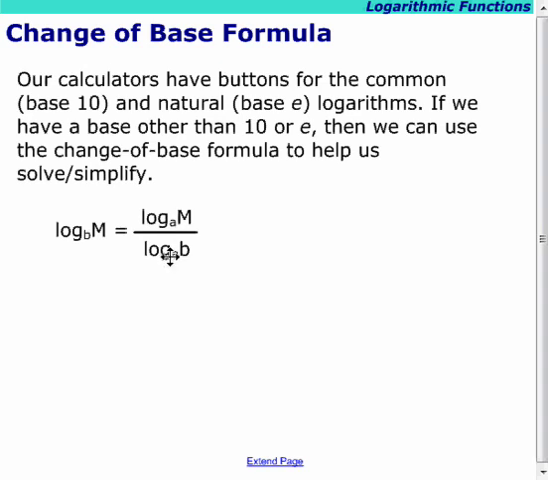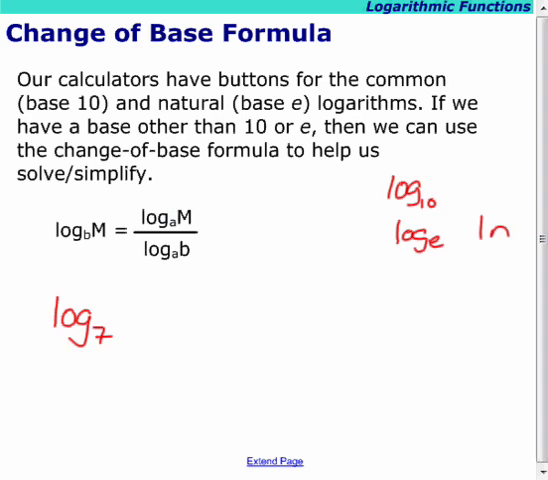Notice here they popped up a new letter a, and that letter a is any base that we choose. We could choose any base. Of course, though, we're going to choose the bases that are on our calculator. We're going to choose either log base 10 or log base e, which is the same thing as ln. Now, it seems a little confusing, but once you've done it once or twice, it's not bad.